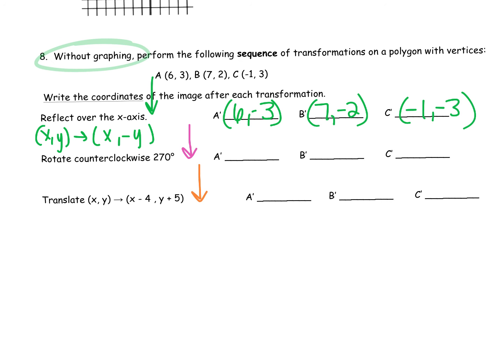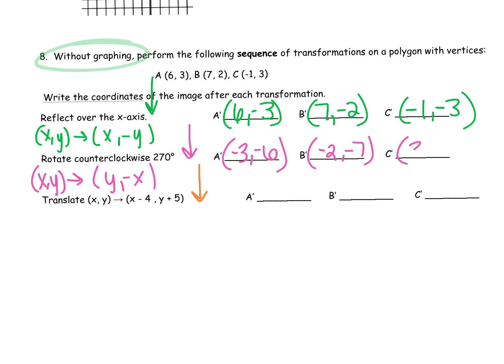Now, with my new stuff in green, I need to rotate counterclockwise 270 degrees. So that rule, x, y, I'm going to flip my y and my x, and my x's become opposite. So I'm going to flip numbers around. Negative 3 is 6, and the second number becomes opposite. Negative 2, 7, negative 7, negative 3, negative 1, and that 1's going to become positive.